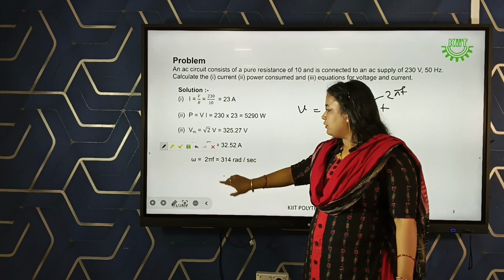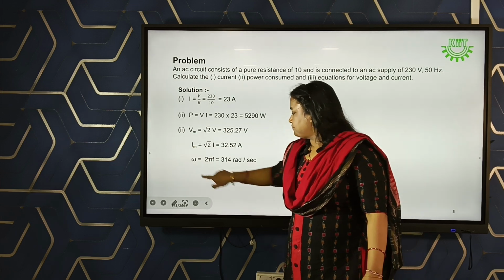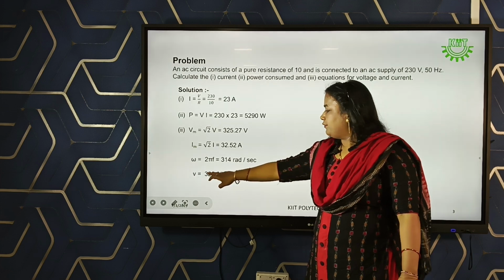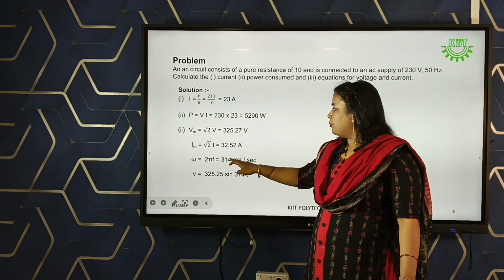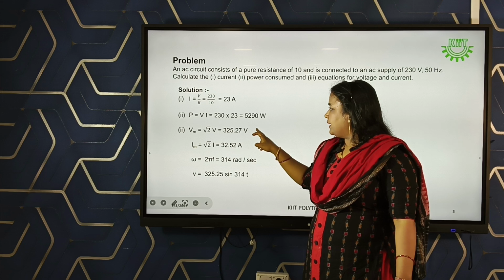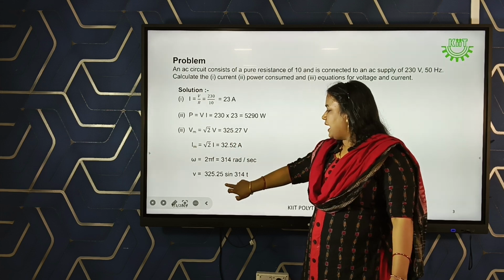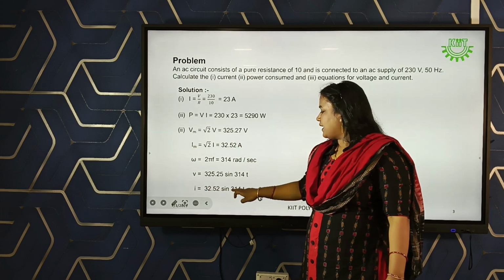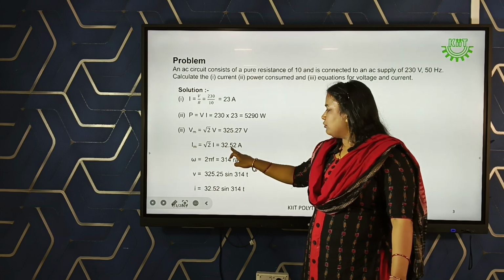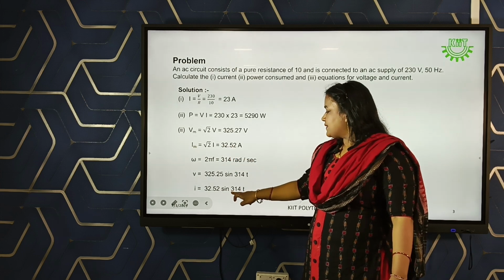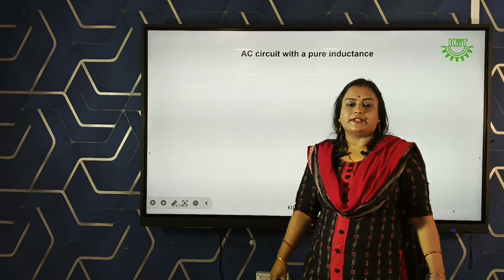Next we will write the equation. V is equal to Vm sin omega t. Already we have calculated the V value. Then I is equal to Im sin omega t. I is calculated as 32.52 sin 314 t.